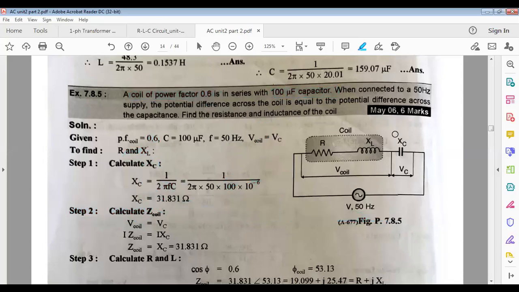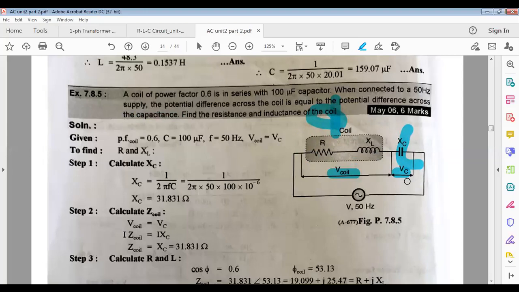So it's a series RLC you can consider when connected to 50 hertz supply. Potential difference across the coil, this one V coil के across दिया है, is equal to the potential difference across capacitance. Means V coil and VC are equal. Find resistance and inductance of the coil. Means what are the given things to you? C is given, its value. Then power factor of coil is given. And voltage ये एक दिया है कि V coil और VC equal है.